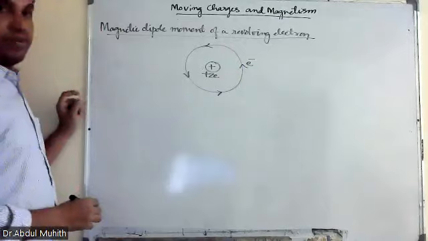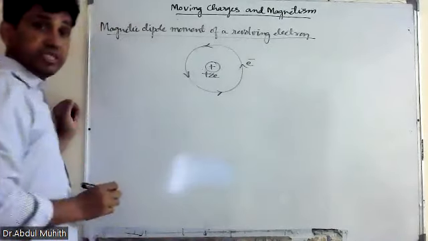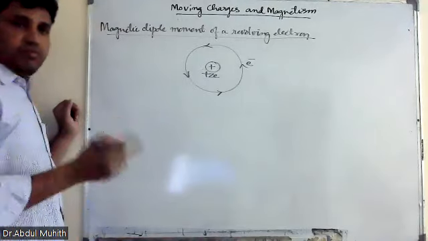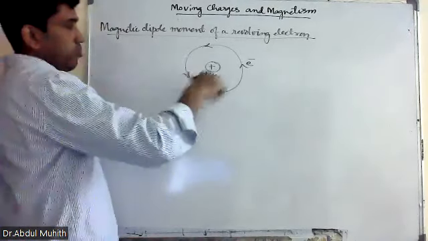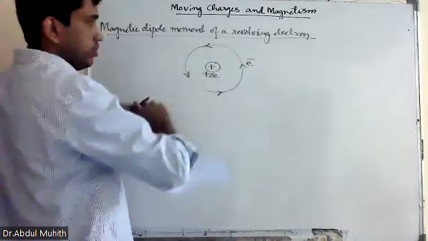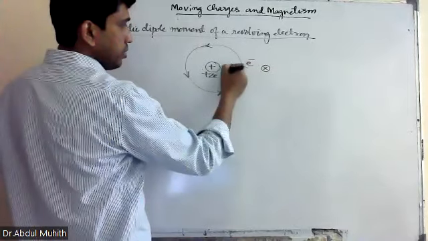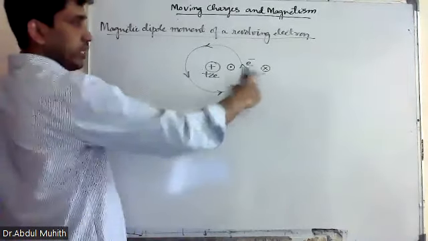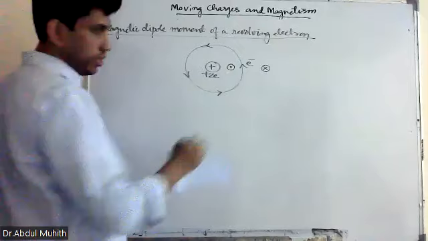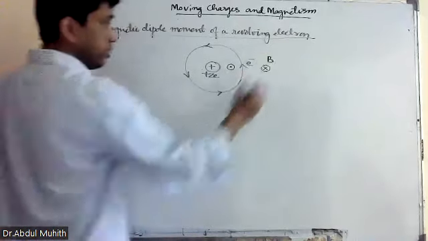When the electron is revolving around the nucleus, it's like a current carrying wire. What is a current? Flow of charges, so current is the flow of electrons. So there is a magnetic field. You apply the right hand thumb rule. The magnetic field is going in here and it is coming out from here. Capital B is the magnetic field.